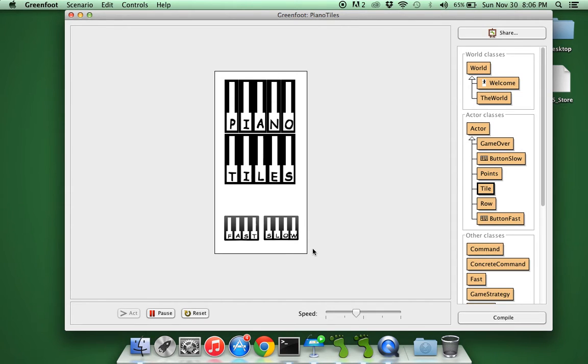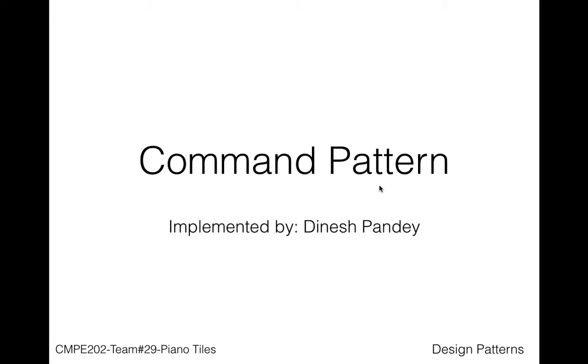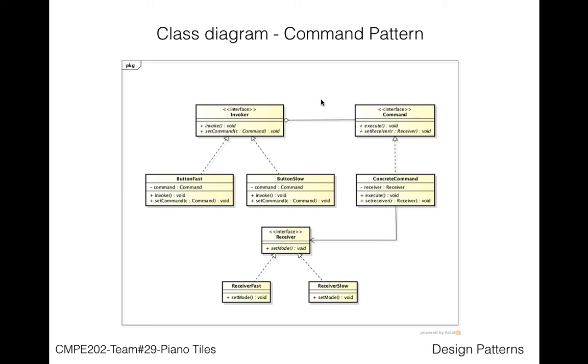The command pattern has its advantages because there is no need for the client to explicitly know how the request must be handled. The client just instantiates the command and sets the receiver. The client then asks the invoker to execute the command and the command carries out the request. The receiver has the knowledge of processing the request. We will see how Piano Tiles implements the command pattern.